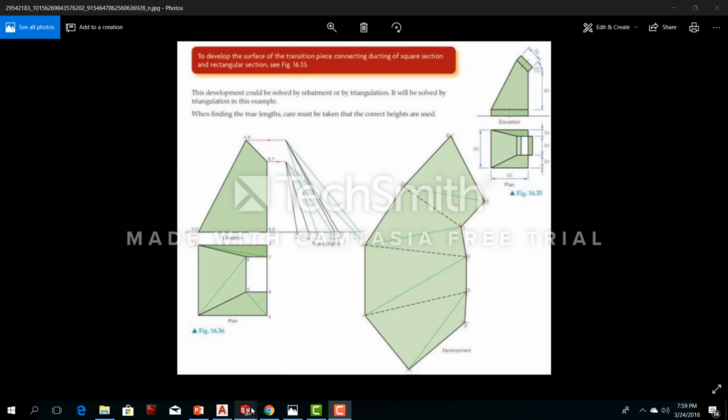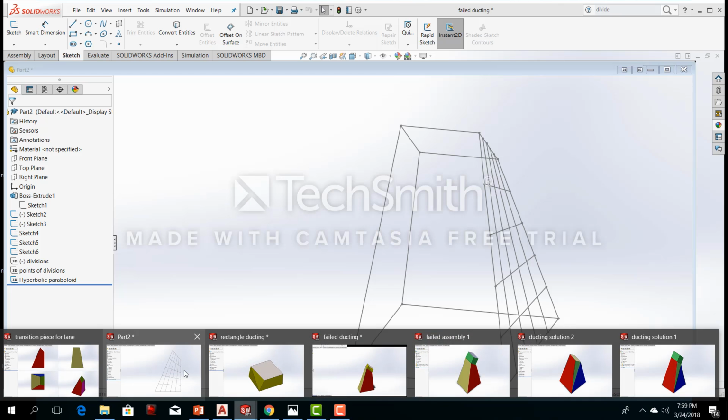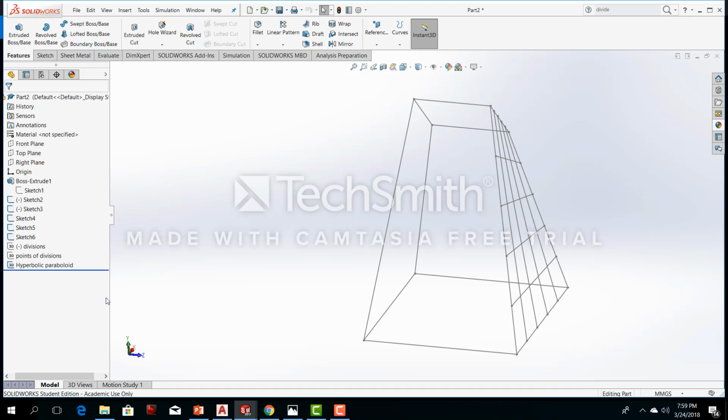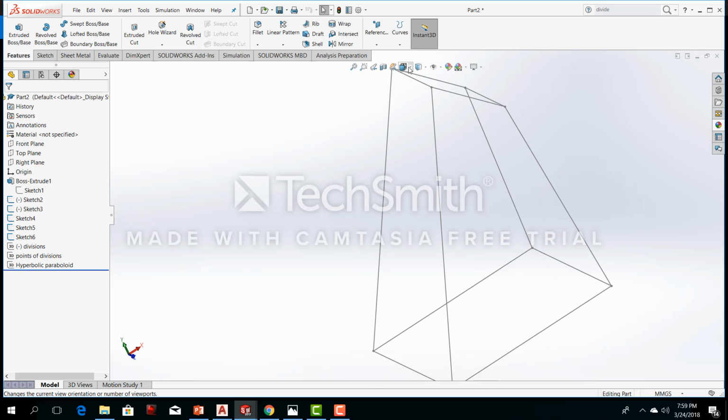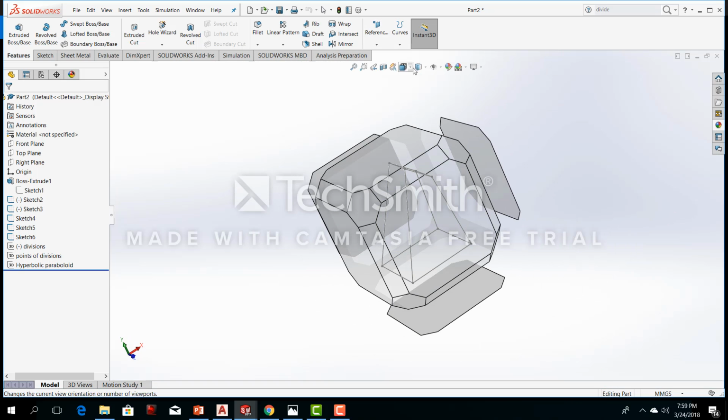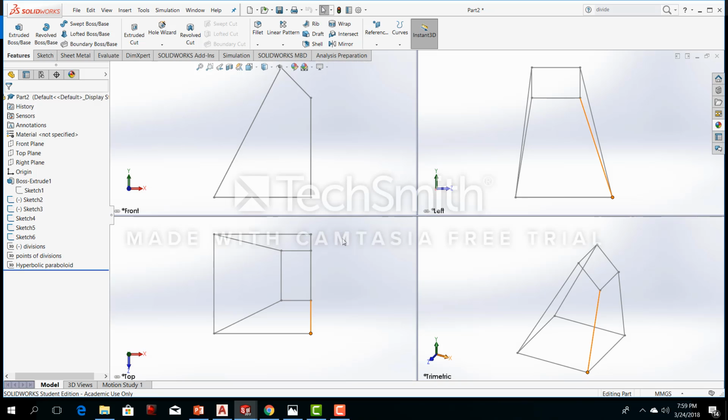So I'm first going to explain how this is a hyperbolic paraboloid and how what Anderson has drawn in the book can't actually be correct. First off, I've drawn exactly what Anderson has shown us in his book, and I'm going to explain how this can't be correct. So we have the elevation that Anderson gave us and the plan.